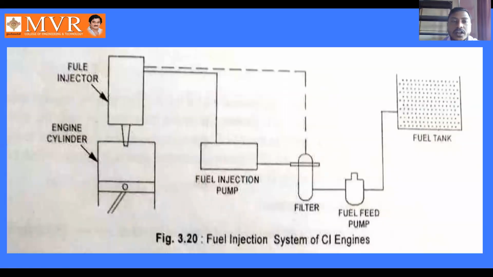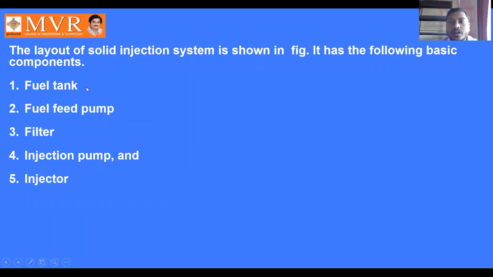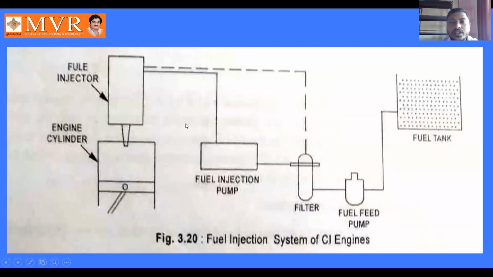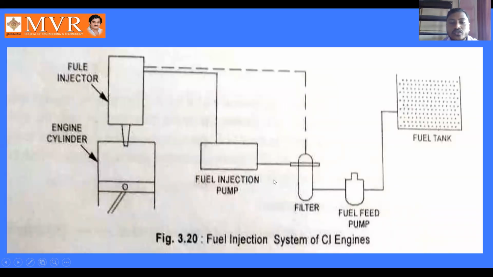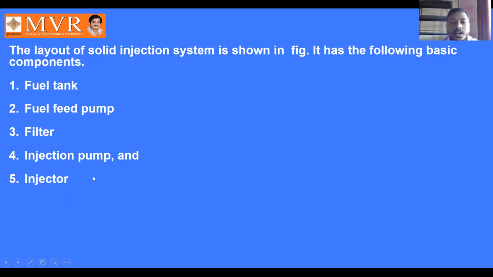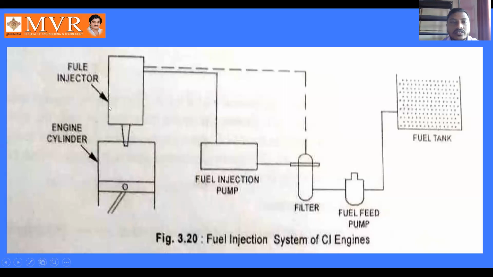See here, we can observe the diagram. We have the fuel tank, which I mentioned in the components, and we need the fuel feed pump here, and here we are using the filter, here the injection pump, and here the fuel injector. From the fuel tank, we send the fuel into the fuel feed pump, which feeds the fuel toward the engine cylinder.